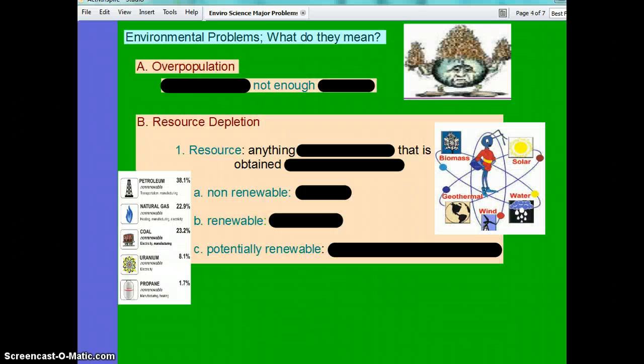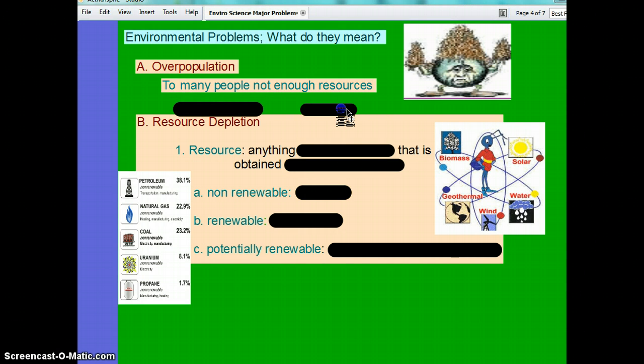Too many people in one area. Too many people and not enough what? Resources. Great. That's what overpopulation is. Now, what is a resource? Because we're talking about resource depletion and we really don't know what a resource is. Well, I hope you know what a resource is. Water is an example of a resource. Good. What is the definition?